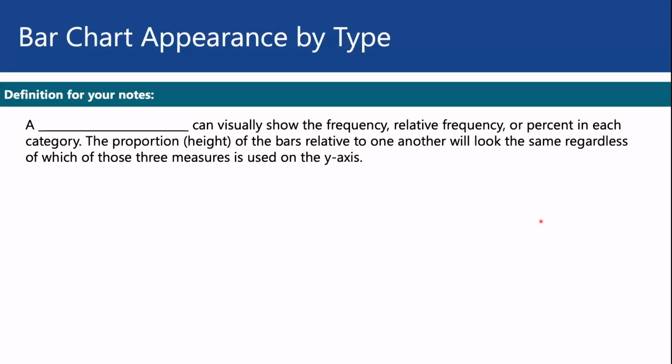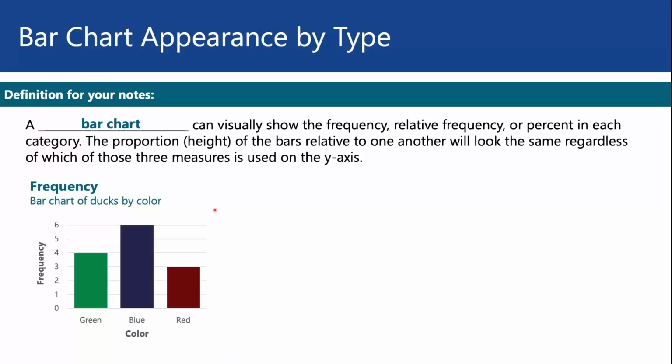So now take out your notes again so we can write down this definition. A bar chart can visually show the frequency, relative frequency, or percent in each category. The proportion or height of bars relative to one another is going to look the same regardless of which of those three measures is used on the y-axis. So let's take a look and see what that means.